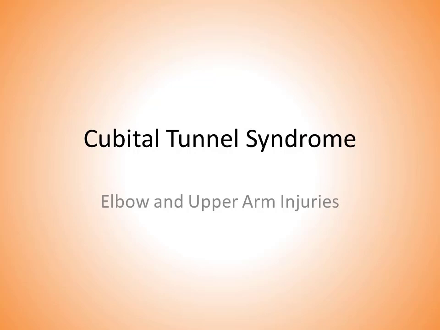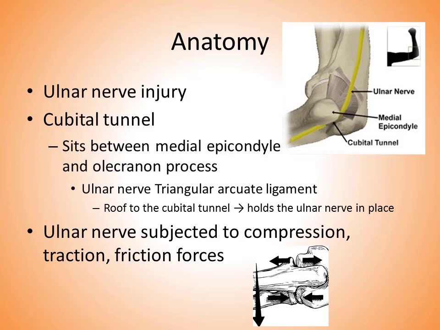The second most common peripheral compression neuropathy is cubital tunnel syndrome. This is an injury to the ulnar nerve. The cubital tunnel sits between the medial epicondyle and the olecranon process. The ulnar nerve itself sits in the cubital tunnel.